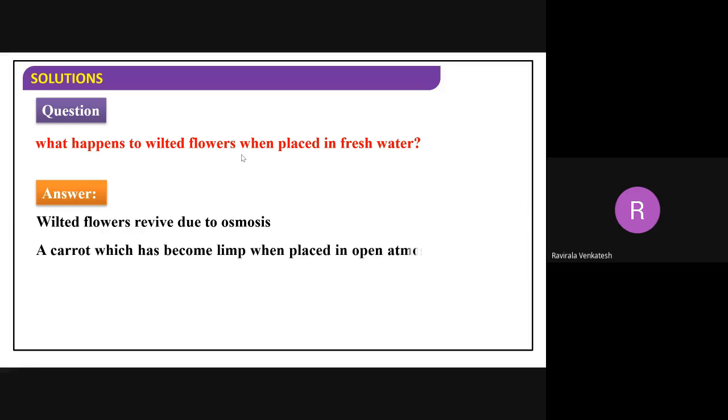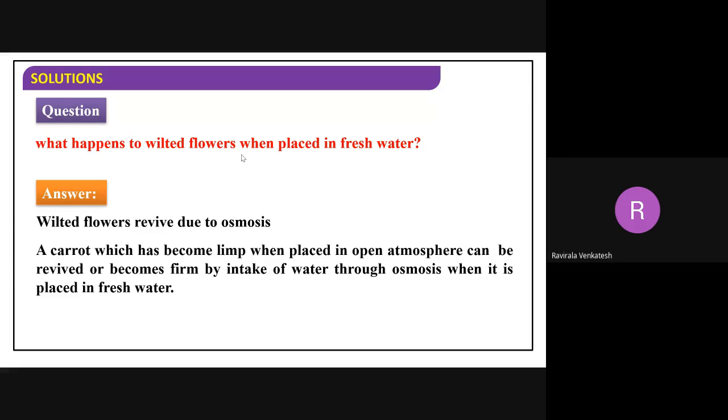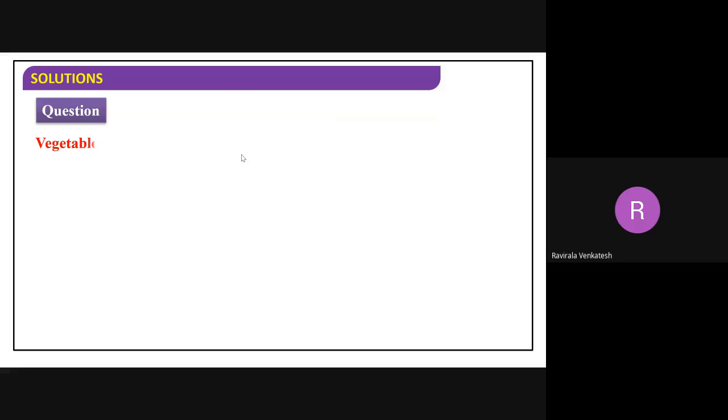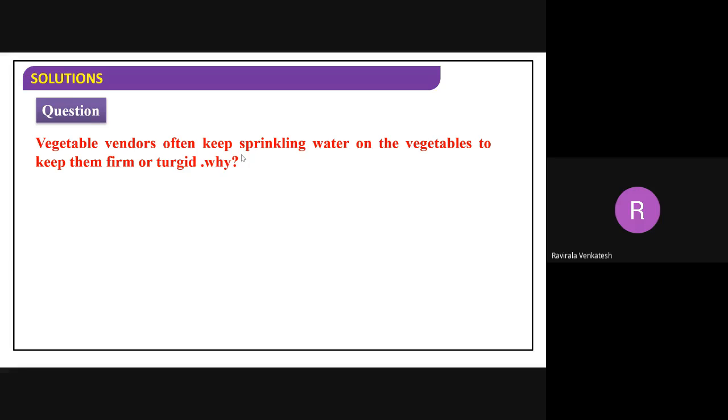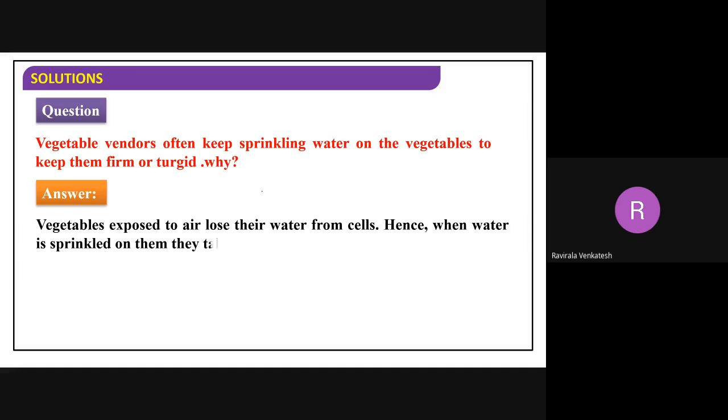Because of the osmosis, a carrot which has become limp when placed in open atmosphere can be revived or become firm by intake of water through osmosis. Again, water will flow into the flower, so that it will get bright. Vegetable vendors often keep sprinkling water on the vegetables to keep them fresh. Same thing it is. Vegetables exposed to the air lose their water from the cells because of osmosis. Hence, when water is sprinkled on them, they take water through osmosis.